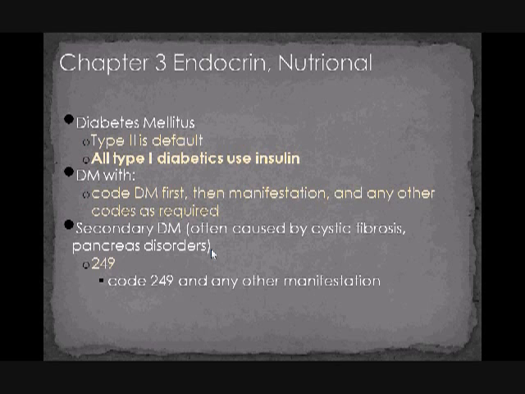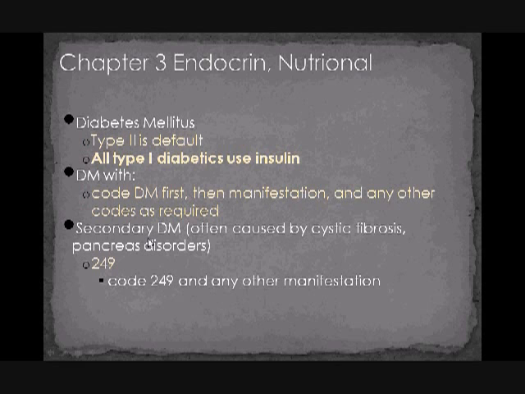Now, a few things to know about diabetes. Whenever it is not given to you whether diabetes is type 1 or type 2, we always default it to type 2. Type 1 diabetics always use insulin. However, if the documentation says the person is an insulin user, don't automatically assume that it's only type 1, because type 2 can also use insulin as well.